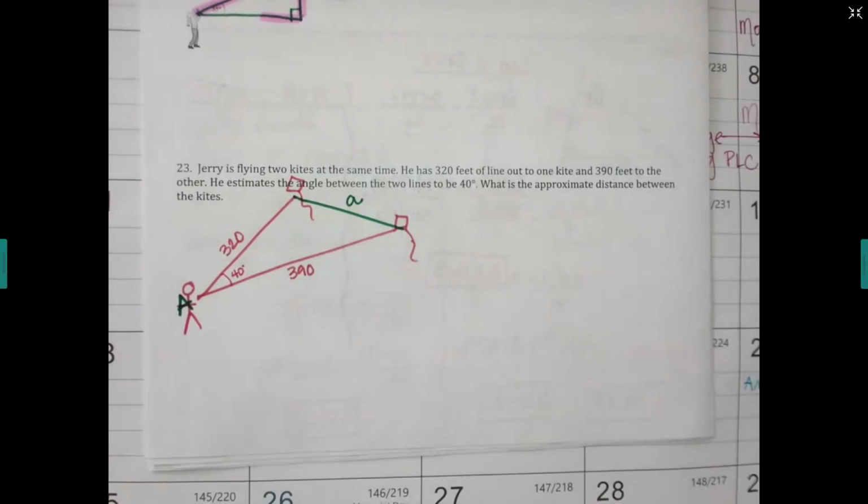Okay? And then someone in my other classes said, well, how do you know it's not a 90-degree angle? It didn't say angle of elevation or depression. Those are your key words that you're measuring straight up. Okay?